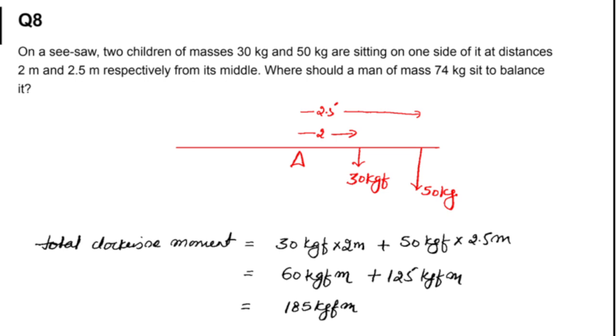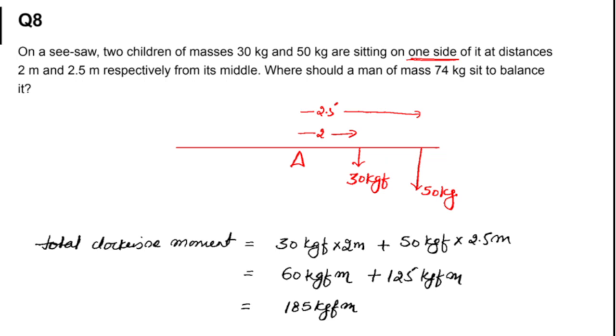Now, next question. There is a seesaw. Two children with different masses, 30 kg and 50 kg, are sitting on one side of it at distances 2 meter and 2.5 meter, respectively, from its middle. Okay, so they are both sitting on one side. So this is what they have mentioned. It's on one side. Where should a man of 74 kg sit to balance? So this is a simple question of principle of moments. So they are sitting like this.